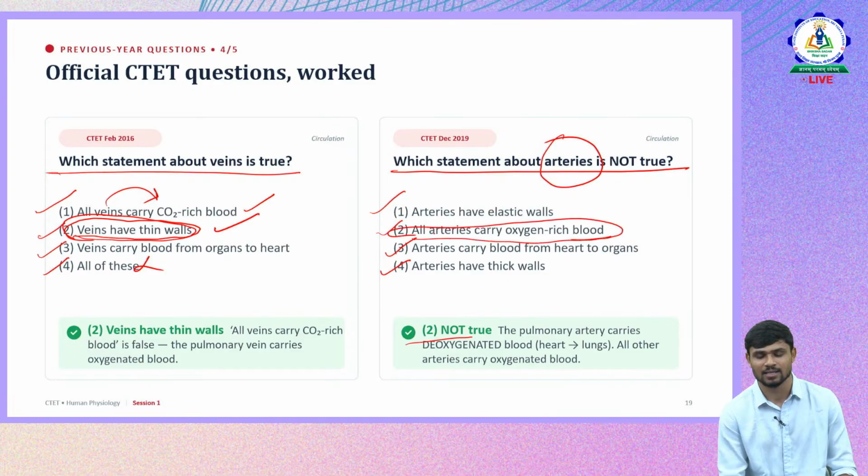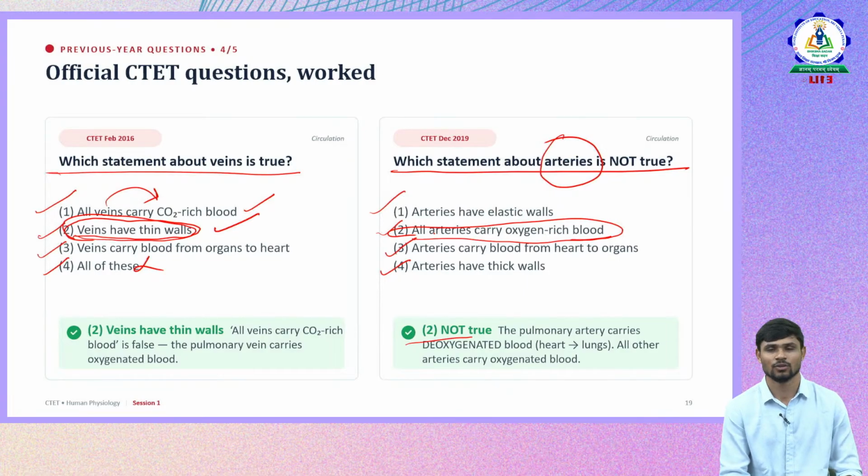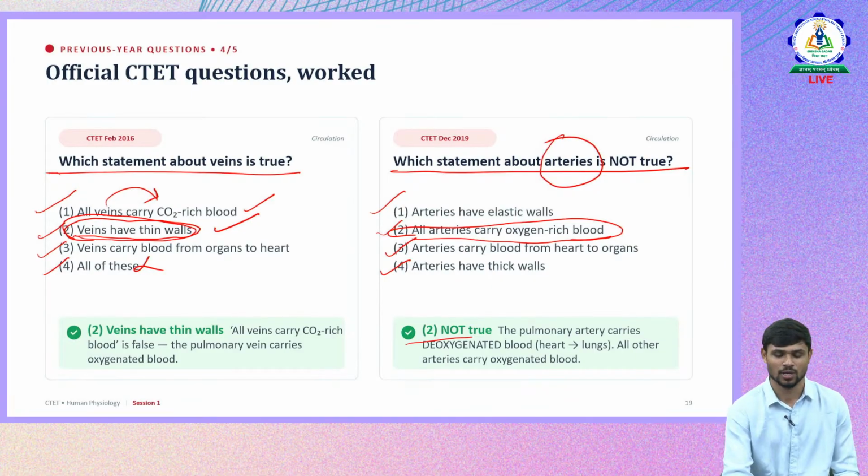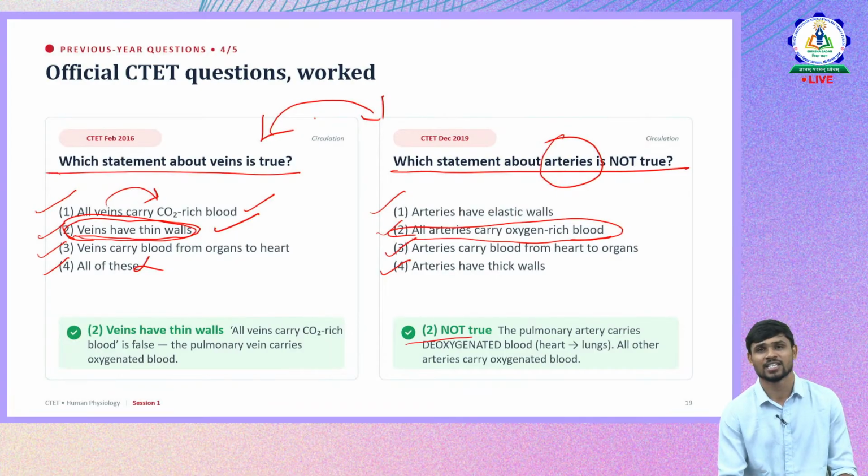All arteries carry oxygen rich blood. No, all arteries don't. There is one, the pulmonary artery, which carries deoxygenated blood. So these two questions are related to the exceptions.